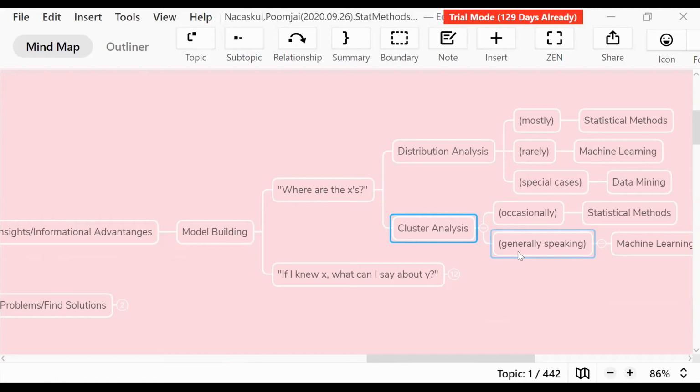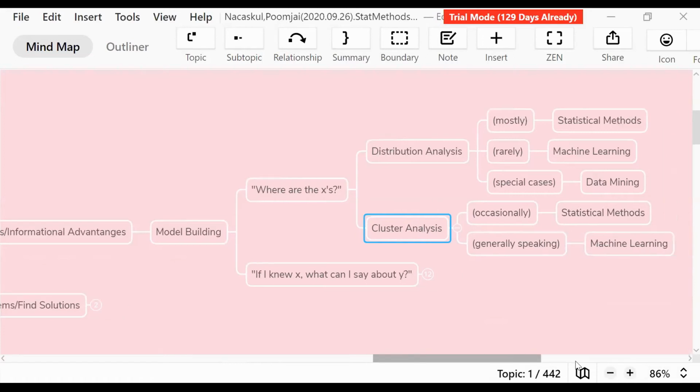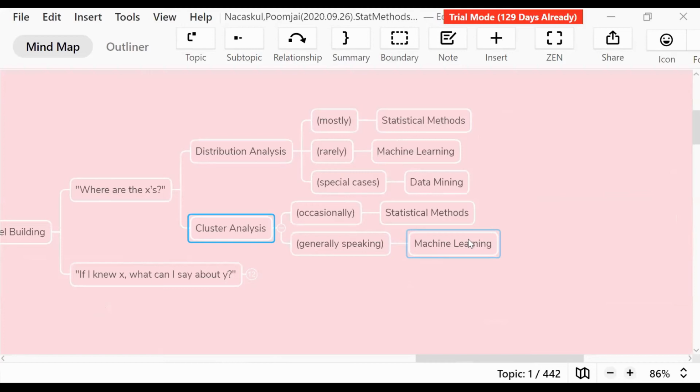This algorithmic learning, this kind of machine learning, is very suitable for this kind of problem. That's why I say that, generally speaking, when you go to cluster analysis, we're talking about machine learning. And here you can fill in the name of the technique, maybe clustering, maybe something else.